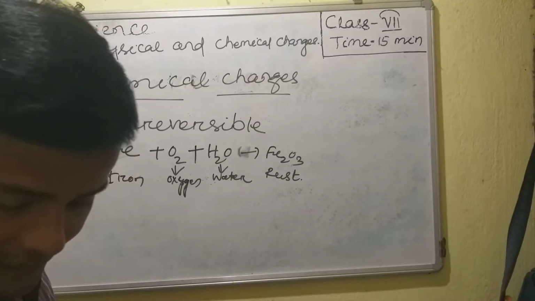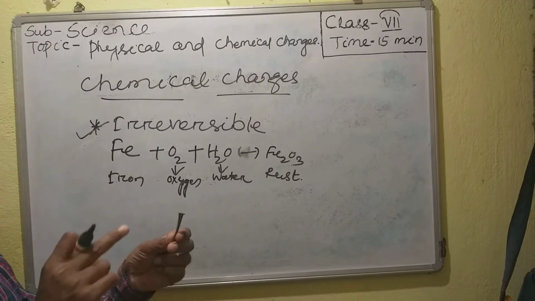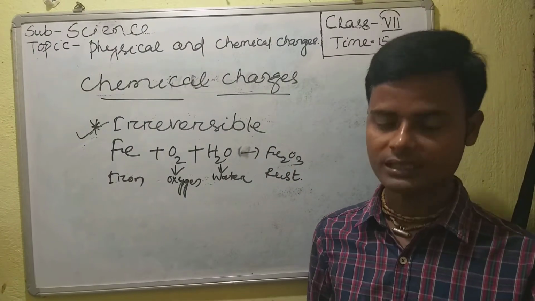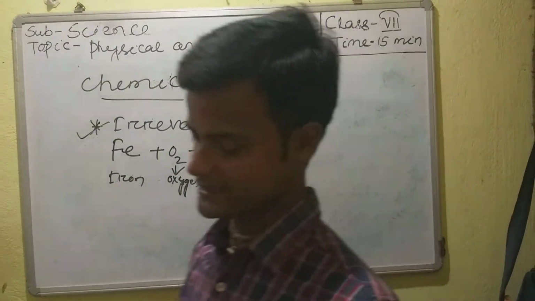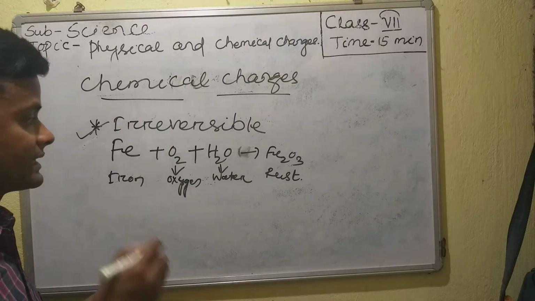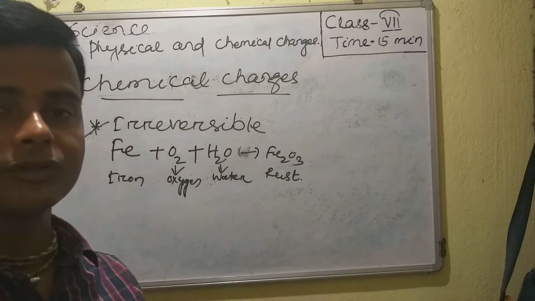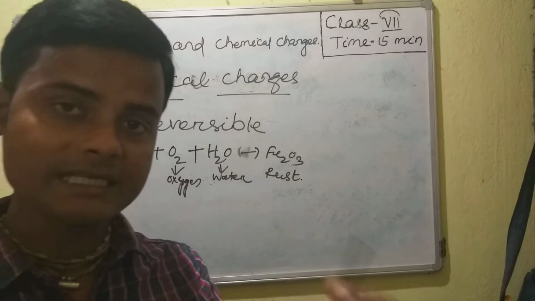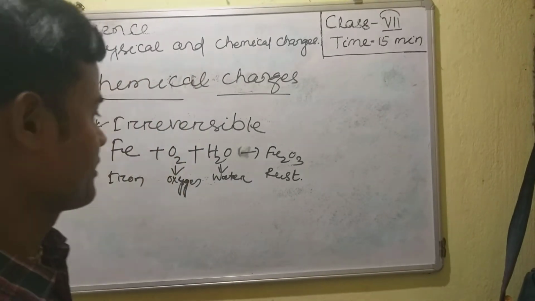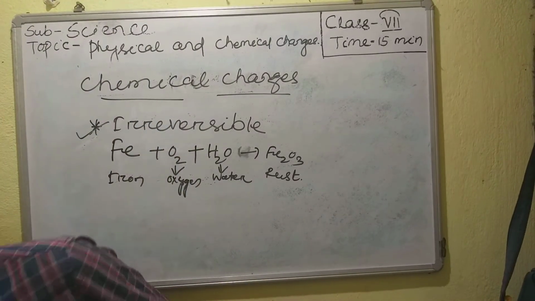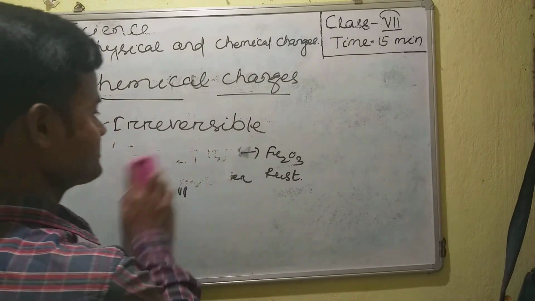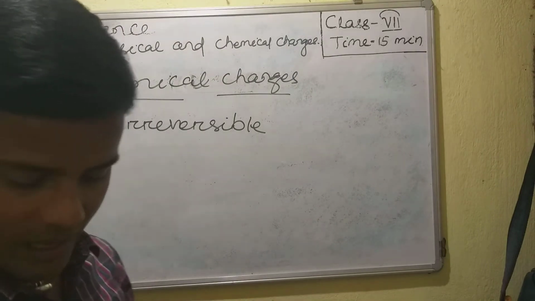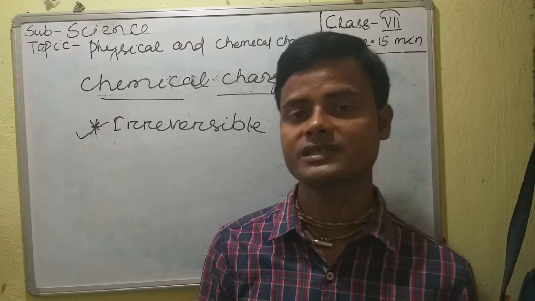So if in the atmosphere the humidity is more, then rusting will be faster, right? So it depends upon the humidity of the atmosphere. If the humidity is higher, then rusting will be faster, right? Then how can we prevent this rusting of iron?